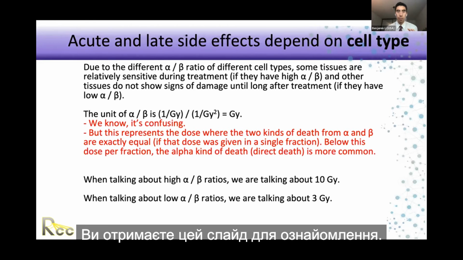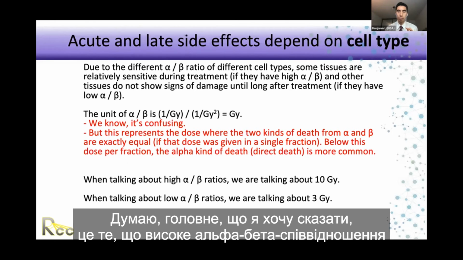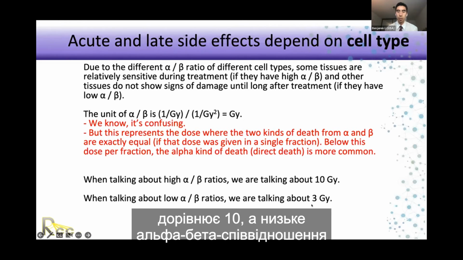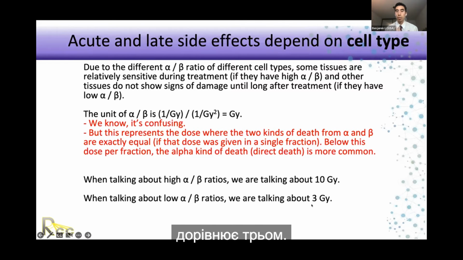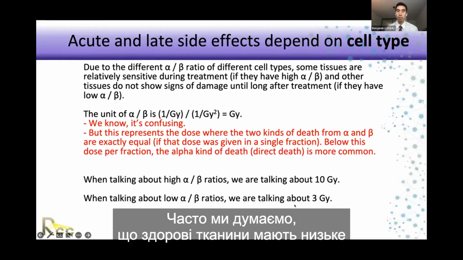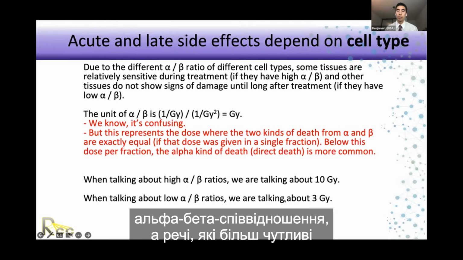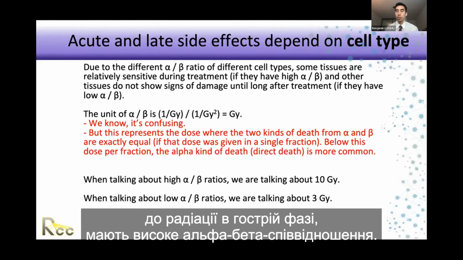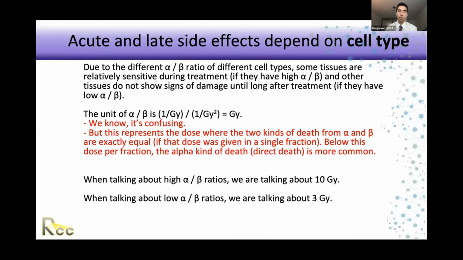You'll have this slide for your reference. I think the main thing I want to say is just that a high alpha beta ratio is 10, a low alpha beta ratio is 3. A lot of times our healthy tissue we think has a low alpha beta ratio, and then things that are more sensitive to radiation in the acute phase we think of as having a high alpha beta ratio.